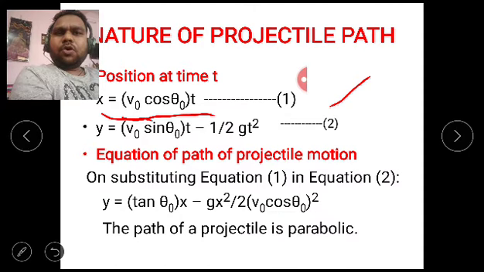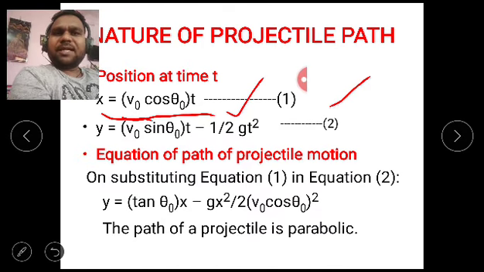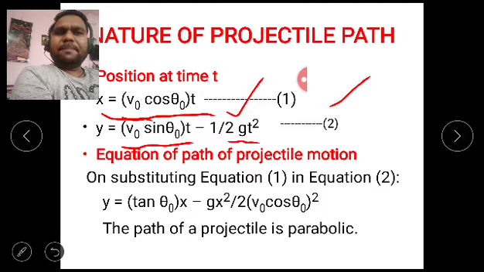There will be no sideways acceleration and air resistance is not considered, so we will not consider any acceleration. So x will be given by v0 cos theta 0 into t. Now the vertical position will be given by v0 sin theta 0 t minus half gt square. v0 sin theta 0 is the vertical component of the velocity, and a will be equal to minus g. So putting in the formula s is equal to ut plus half at square, we get y is equal to v0 sin theta 0 t minus half gt square.